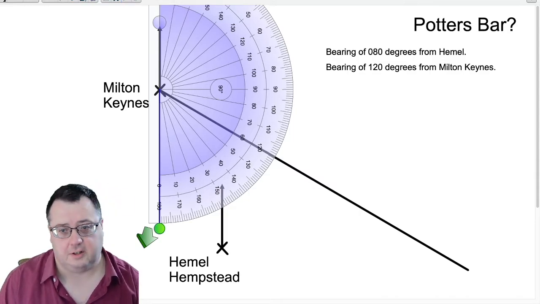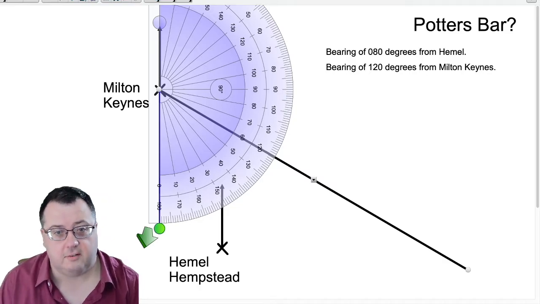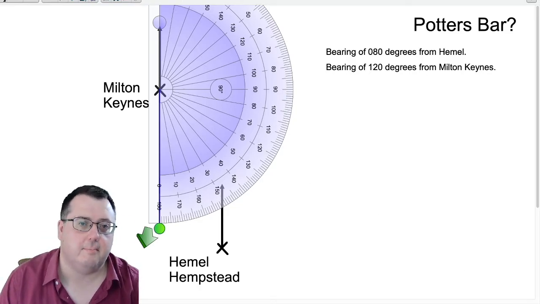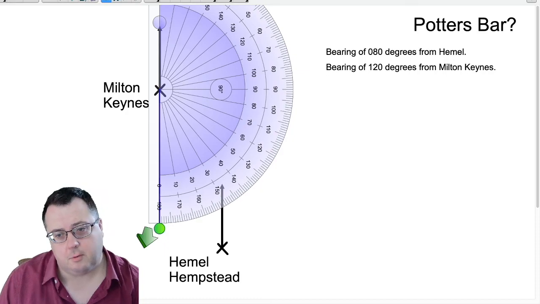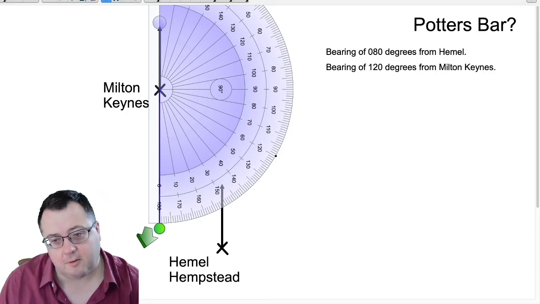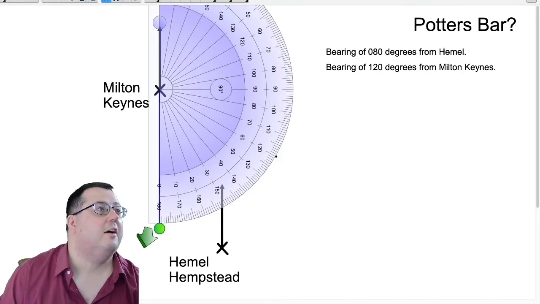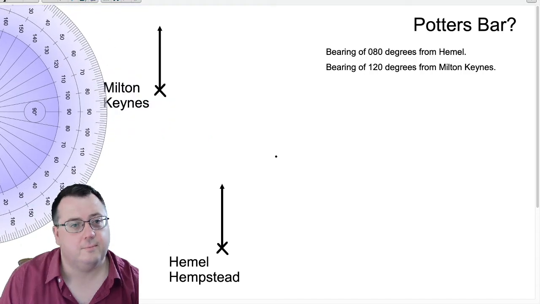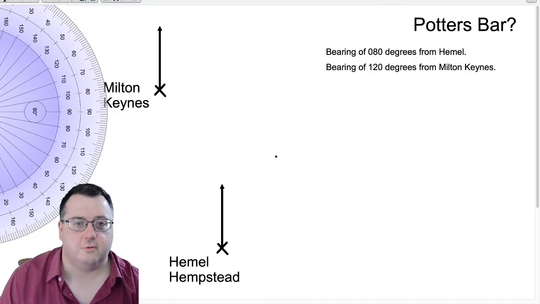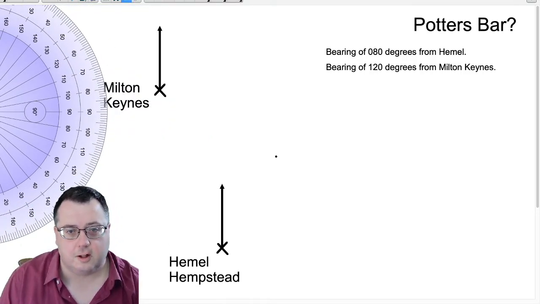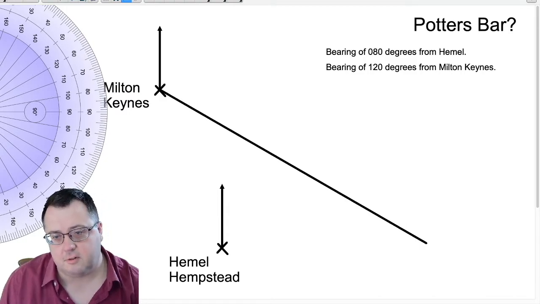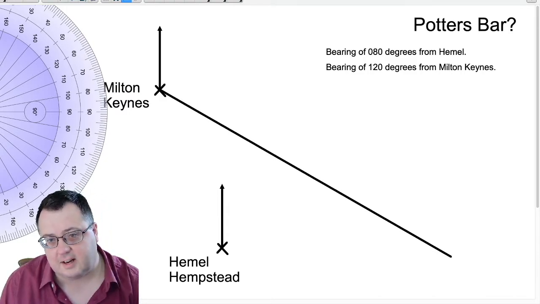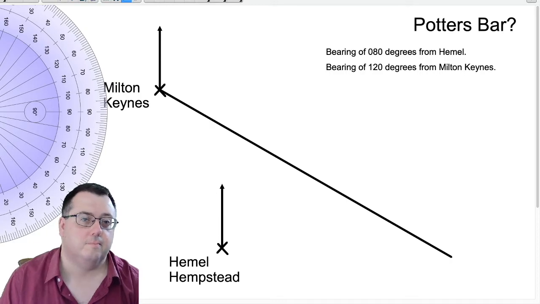What you're actually going to do, given an exam paper or a question, you will put a little mark at 120. There we go. You can see the dot there, and I'm then going to move the protractor and use your ruler to draw a line from Milton Keynes through the dot, and it's exactly the same thing in principle.